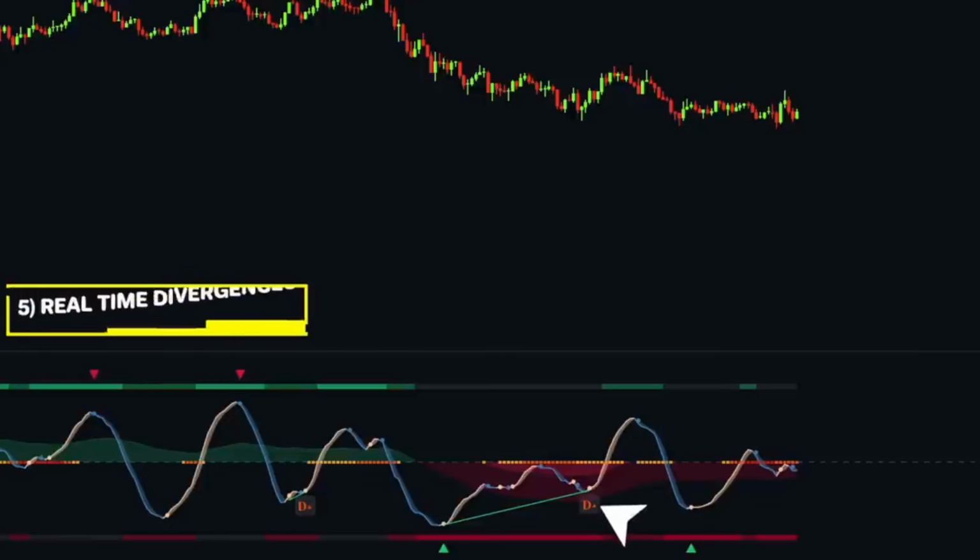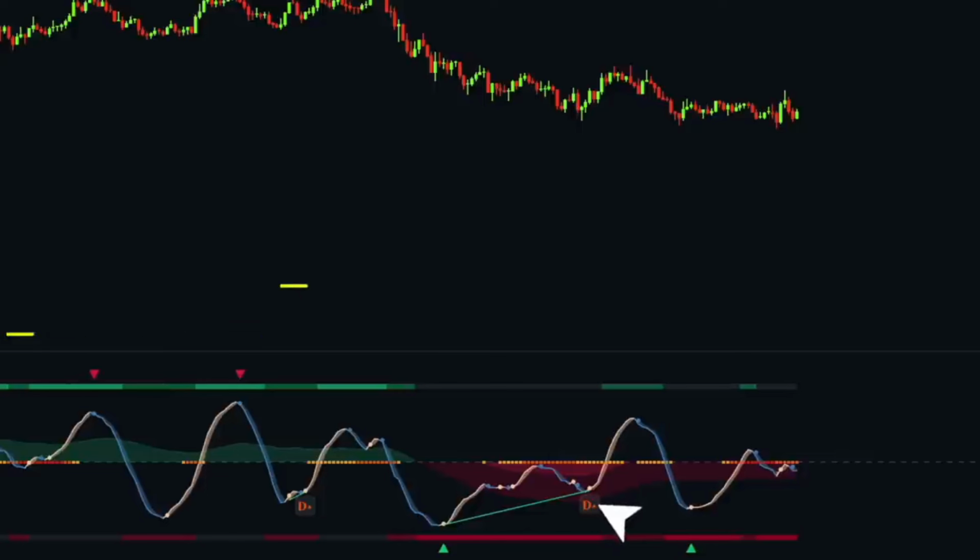The fifth component is real-time divergences. Equipped with a custom algorithm, the indicator detects real-time divergences between price and the oscillator. This dynamic feature enhances your ability to spot potential trends and reversals as they occur. Overall, this is a great oscillator to test out.